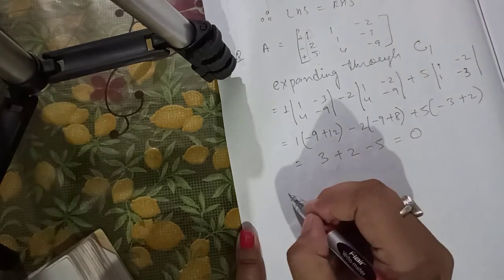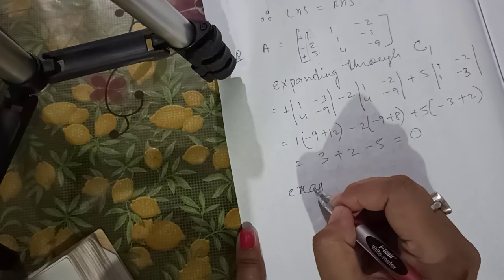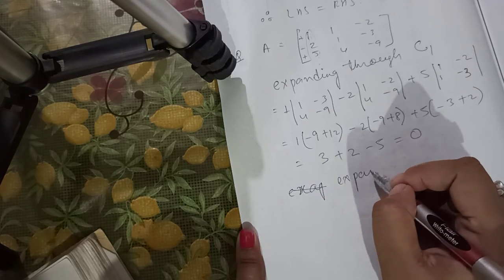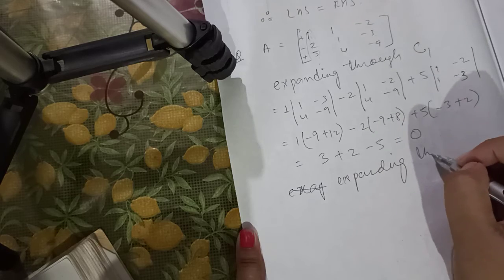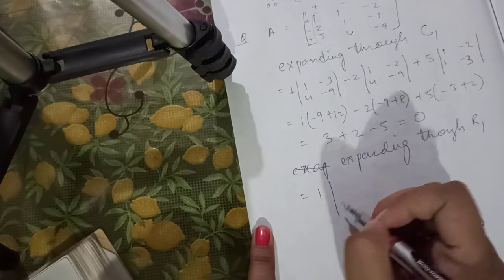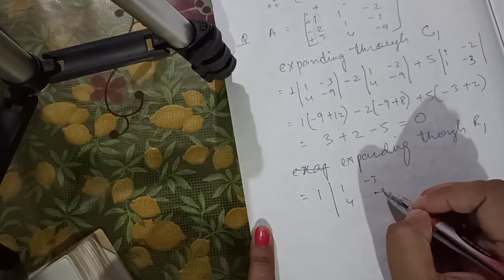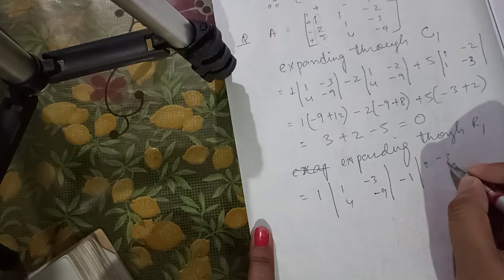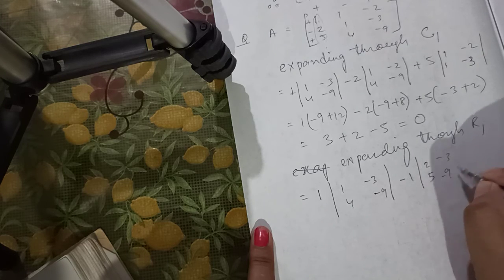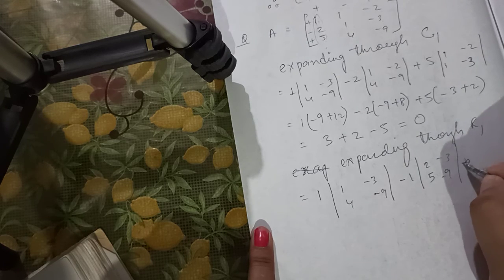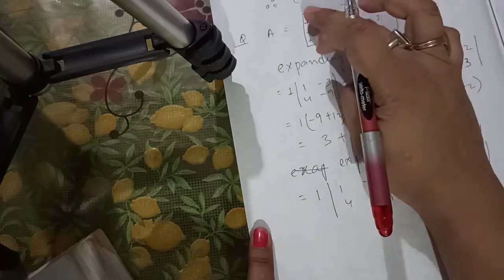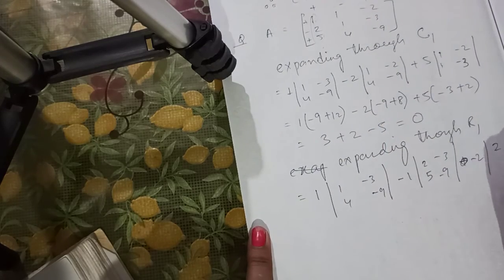Suppose I expand through row 1, I should also get the same answer, 0. Let us check whether we get 0. This will be plus, minus, plus. When I write 1, you write 1 minus 3, 4 minus 9. Minus 1 will be 2 minus 3, 5 and minus 9. Minus 2 will be 2, 1, 5, 4.